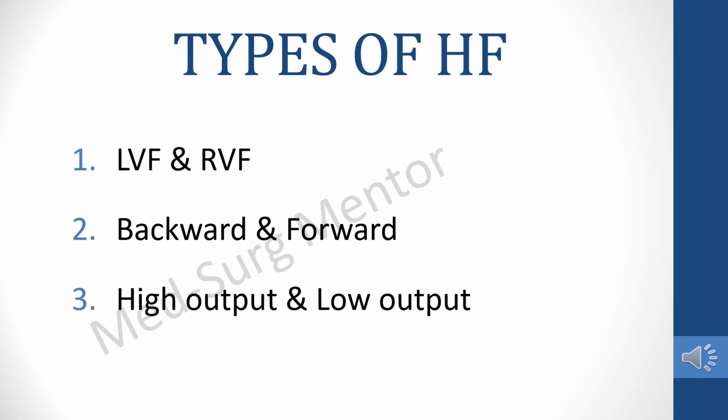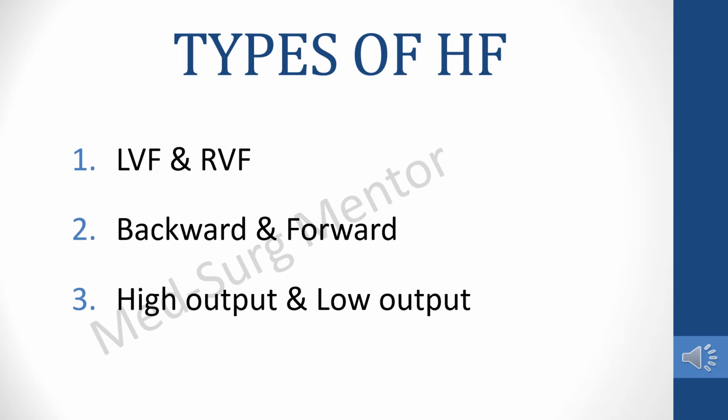Types of heart failure. It is mainly categorized into three, and the first category is left ventricular failure versus right ventricular failure. In left ventricular failure, as the name indicates, the left ventricle is failed to work, resulting in pulmonary congestion. In right ventricular failure, the right ventricle is failed to function, resulting in systemic congestion.